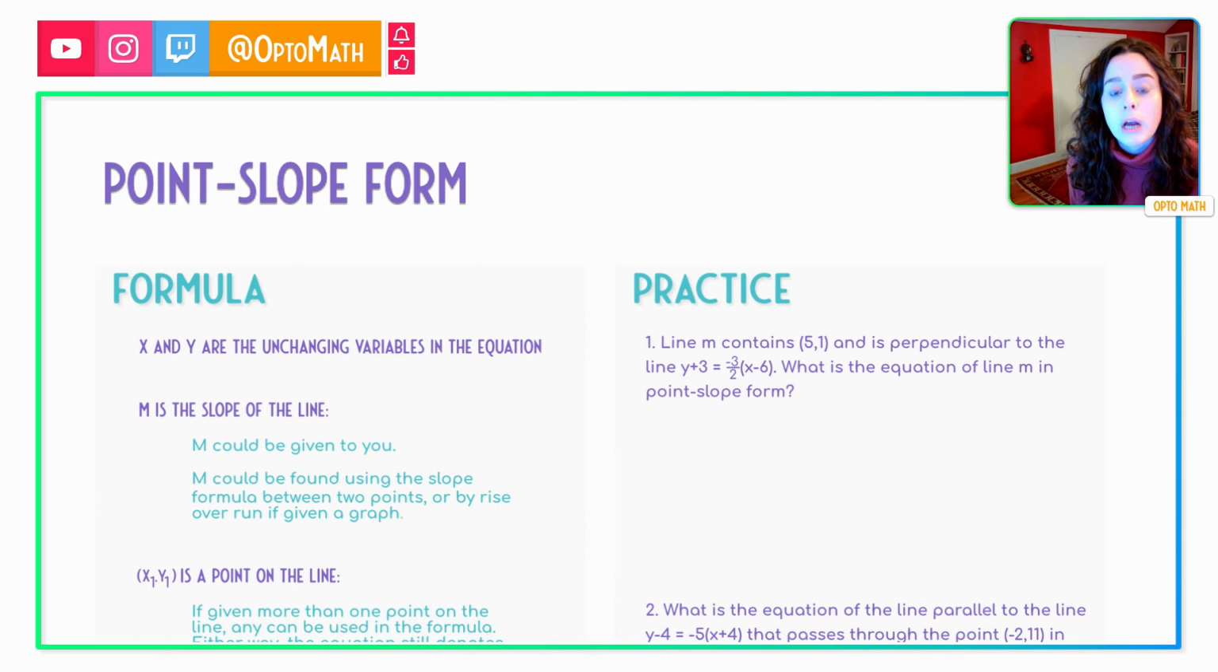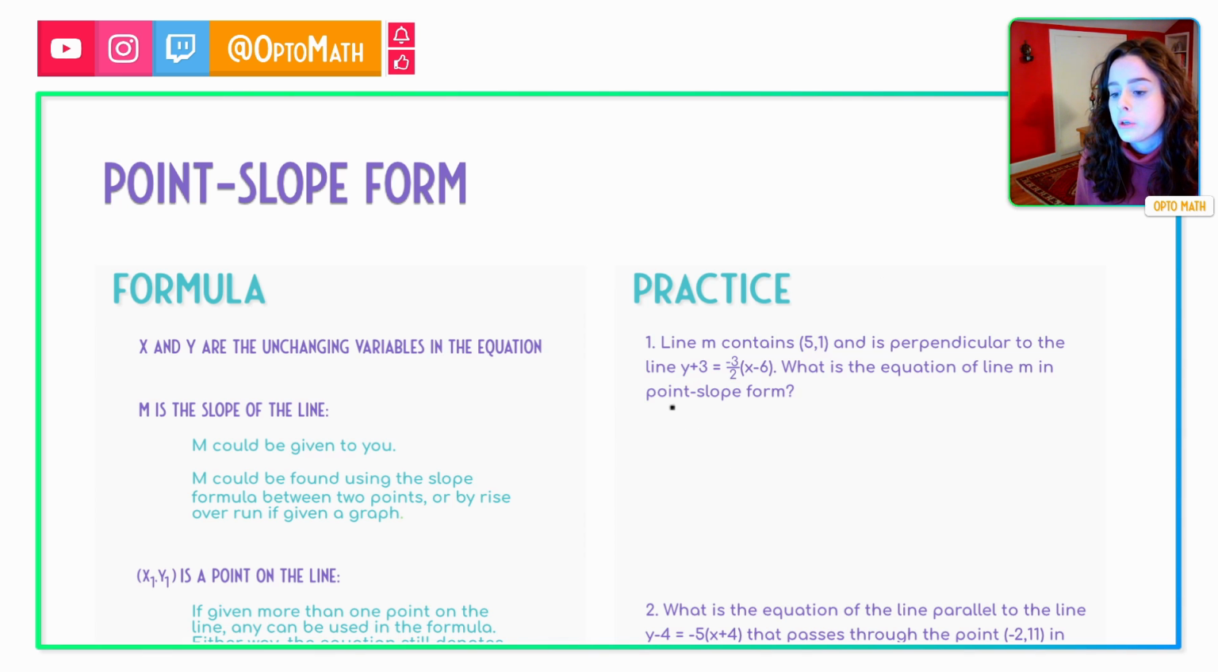Let's take a look at some practice. Number 1 says line M contains point 5, 1 and it's perpendicular to the line y plus 3 equals -3/2 times x minus 6. What is the equation of line M in point slope form?